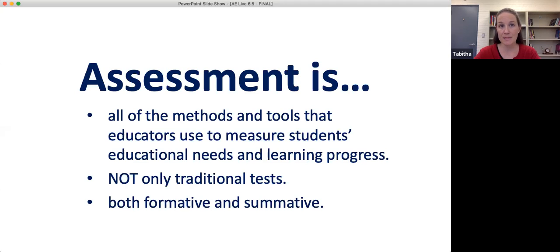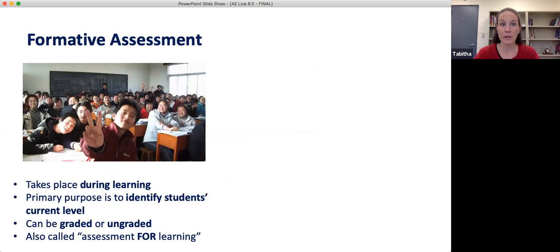The two major types of assessment that teachers conduct in their own classrooms are formative and summative assessment. Those are two important but complex terms. So let's look at those two ideas in more detail. We're going to learn a lot about formative assessment during this webinar, but here's an overview for everybody. Formative assessment is a process that takes place during learning. That way, students and teachers can use the results of the assessment to help them continue to improve. The primary purpose of formative assessment is to identify students' current levels so that they and their teachers know the next steps that they should take.